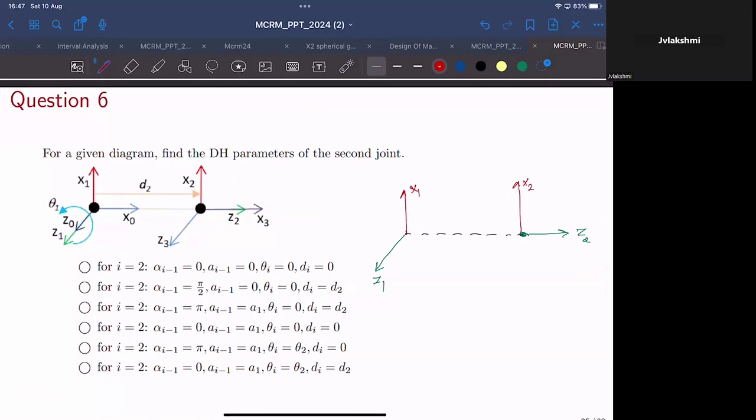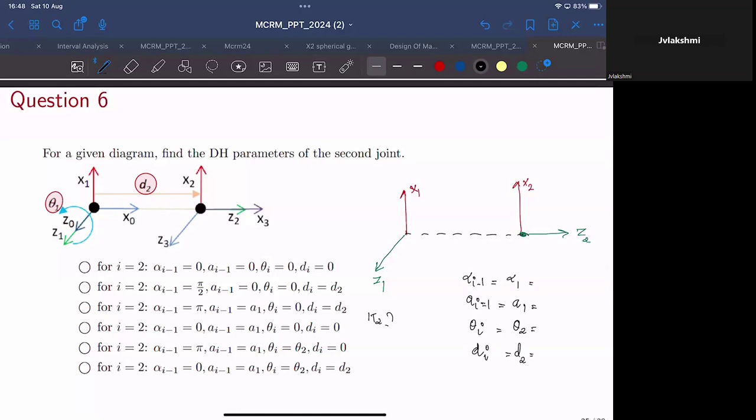So what should be the DH parameters? The joint parameters are actually given in the question. The first joint parameter is theta1 and the second joint parameter is d2. The first joint will rotate about this axis and the second link will translate about this axis. So if that is the case, what is the DH parameter for the transformation 1T2? You have to find alpha i minus 1, that is alpha 1, then a i minus 1, that will be a1, then theta i, that will be theta 2, then d i, that will be d2.